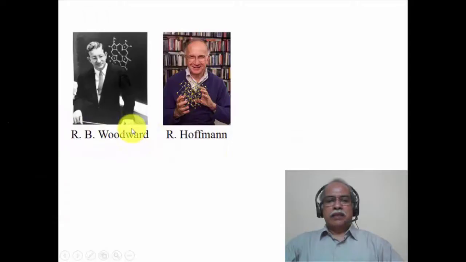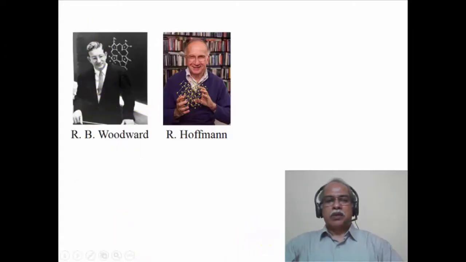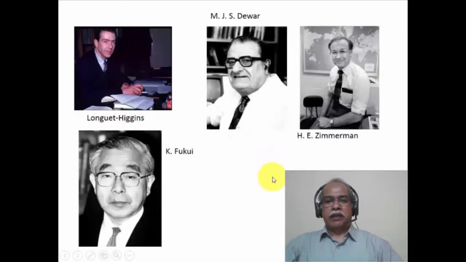R.B. Woodward was a professor at Harvard University, and he is largely responsible for the synthesis part of the pericyclic reaction. In other words, using pericyclic reactions, he synthesized a lot of molecules. In the process, he also showed the allowedness and disallowedness experimentally for many of the pericyclic reactions. Hoffmann is from Cornell University. He is a theoretical chemist, and he is responsible for the development of the frontier molecular orbital theory and many other theories related to the pericyclic reaction.